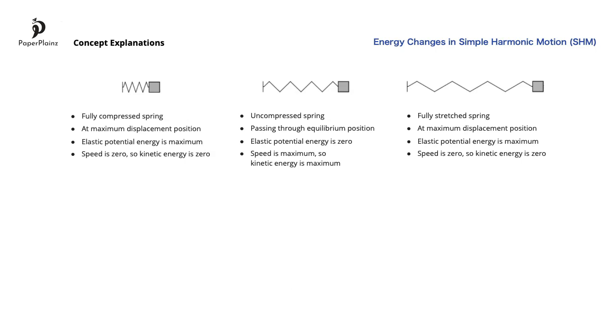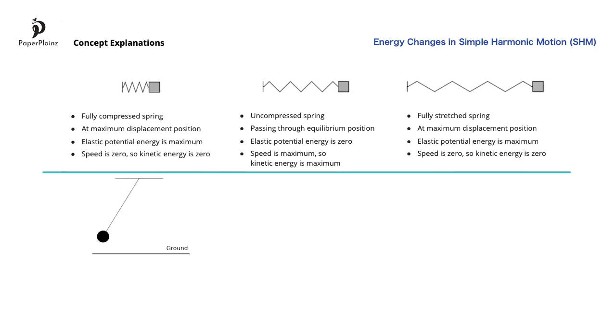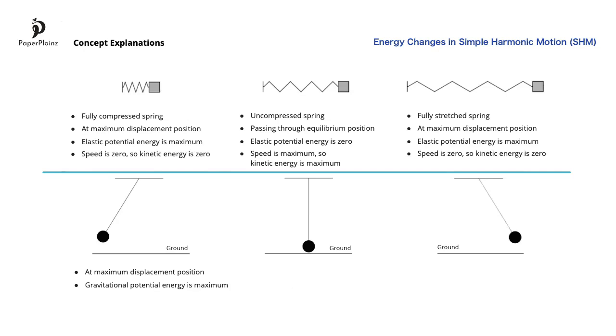Let's look at energy changes for a simple pendulum. Let's displace our pendulum all the way to the left, release it and let it pass through the equilibrium position, and then allow it to swing all the way to the right. When the pendulum is all the way to the left at its maximum displacement position, it is at the highest possible point above the ground during its motion. Because of this, the gravitational potential energy of the pendulum bob is at its maximum. If you picture the motion of the pendulum, you can see that at this point it stops for a moment. This means that its speed is zero, therefore its kinetic energy is also zero.